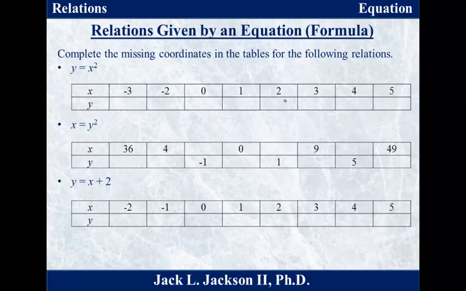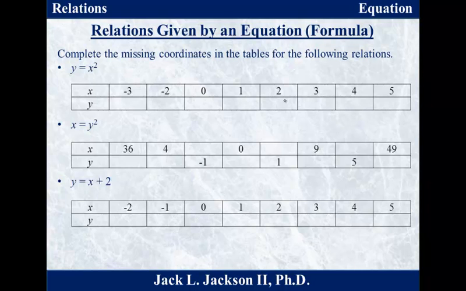So here are some relationships. The first one is y equals x squared, the next one is x equals y squared, and the next is y equals x plus 2. I've given you half of an ordered pair, and I'm asking you to tell me what the other half of the ordered pair is going to be. In some cases there might be more than one possible answer. Okay, see if you can work this out.